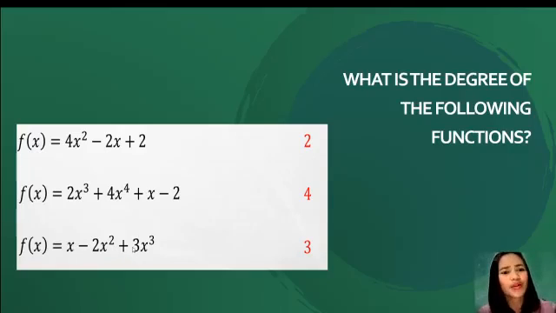So if you're going to write this in standard form, we will have f of x equals 3x cubed minus 2x squared plus x. And the highest exponent for this polynomial function given is 3. Then the degree is 3, since that's the highest exponent. Based on the highest exponent, you can say that this polynomial function is said to be a cubic function.